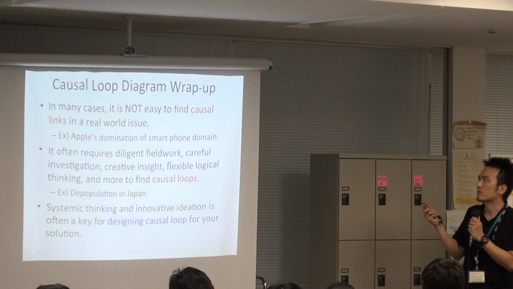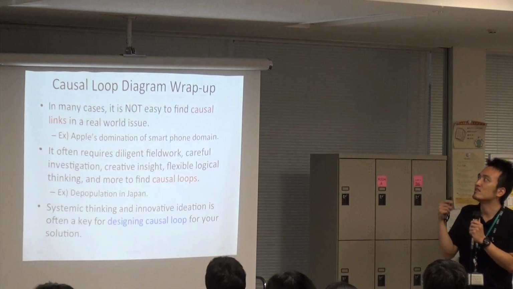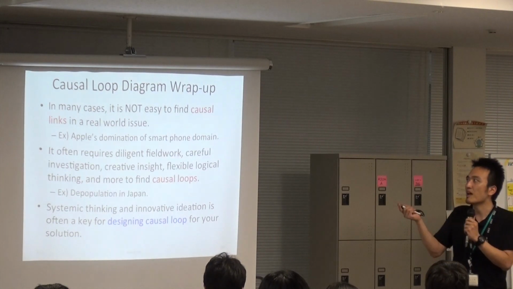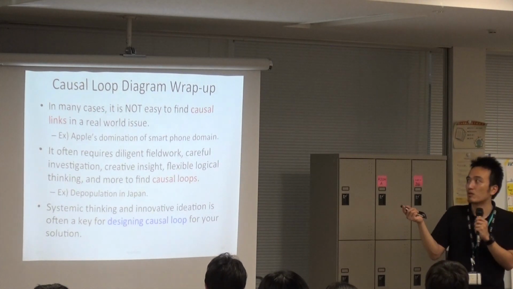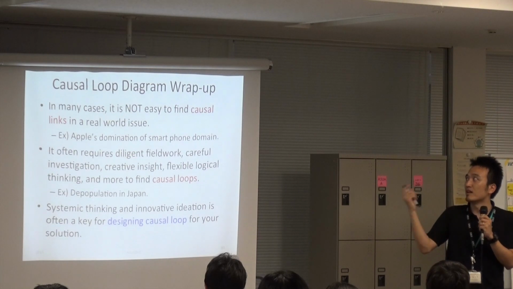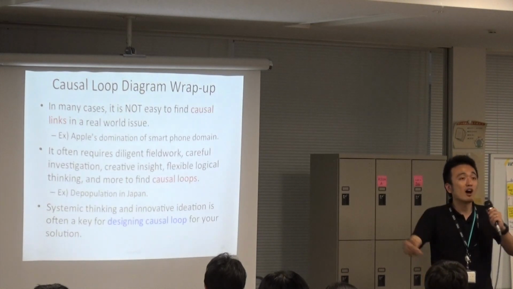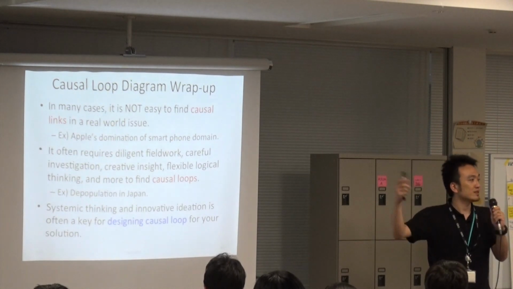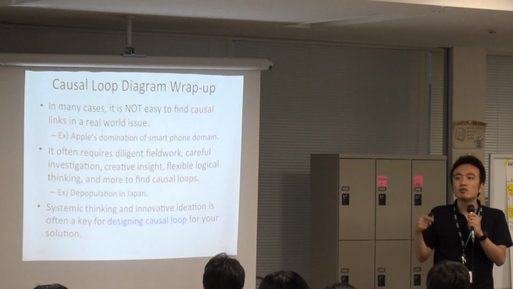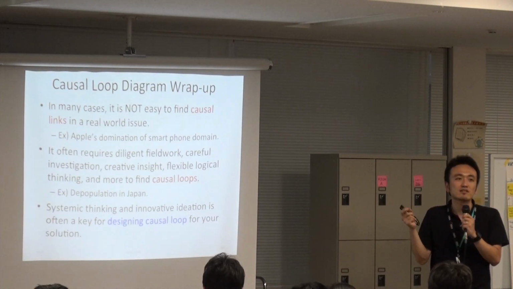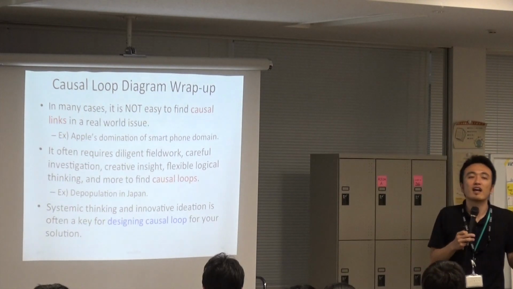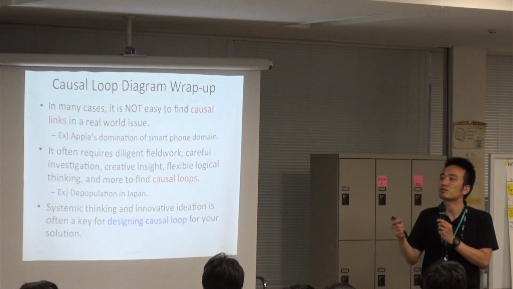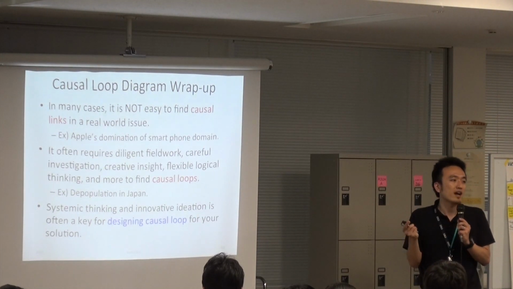Okay? But here are a few things. So in many cases, it's not easy to find causal links. Okay? Even a causal link. For example, can somebody draw me a causal link or loop for Apple's domination of the smartphone domain? It's obviously happening, and it keeps on going so far. So there must be some kind of link or loop, right? Do you think maybe the smartest scientists or economists cannot build this, right? Because there's no way we can find the real truth behind this. But we can try at least.